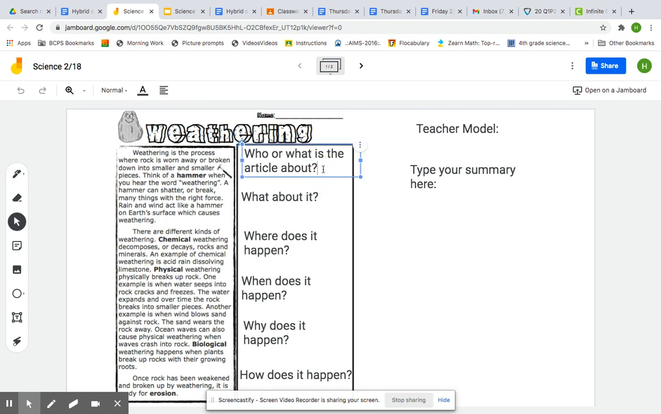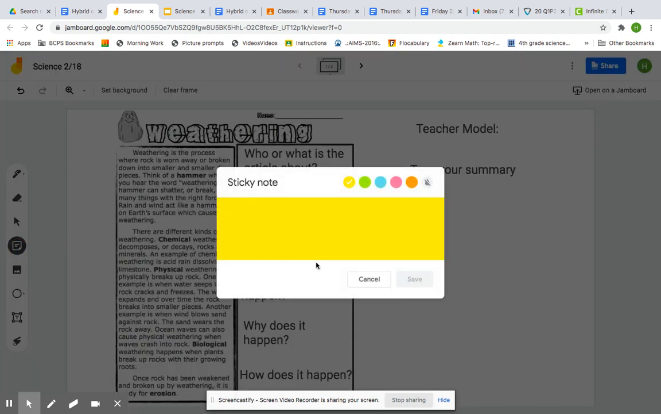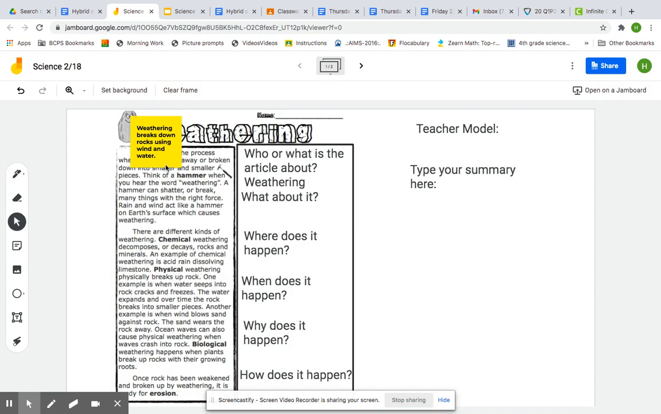Already, I know that my article is going to be about weathering. And what about weathering? I'm going to add a sticky note actually to answer this question. Weathering, so what about it? Weathering breaks down rocks using wind and water. And then I'm going to move that here. Where does it happen? Now I need to find out, where does weathering happen?